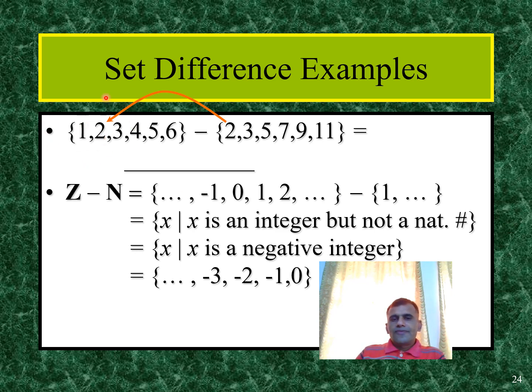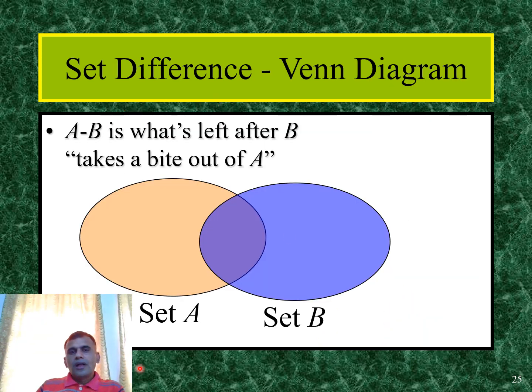If we want to find the difference of the set {1, 2, 3, 4, 5, 6} minus {2, 3, 5, 7, 9}, we subtract 2, then 3, then 5. Then 1 remains, 4 remains, 6 remains. So the answer is {1, 4, 6}. Similarly, Z minus N, the set of integers minus the set of natural numbers, will give us the rest. Set difference by Venn diagram: A minus B is what's left after B takes a bite out of A.